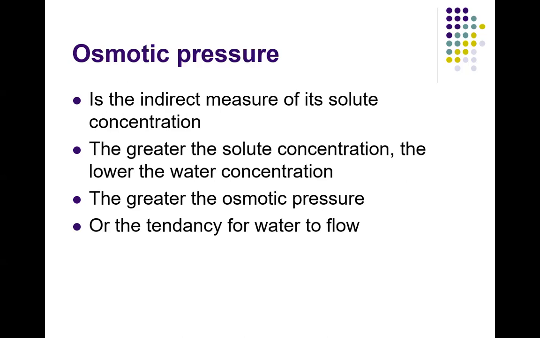When we look at the movement of water, we're going to talk about osmotic pressure. Osmotic pressure is an indirect measure of the solute concentration in a particular solution. The greater the solute concentration, the lower the concentration of water. So if you have a lot of solute, that means you have less water in that solution. And you're going to have a greater osmotic pressure because you have more things dissolved into the water, and that gives you a greater tendency of water to flow.